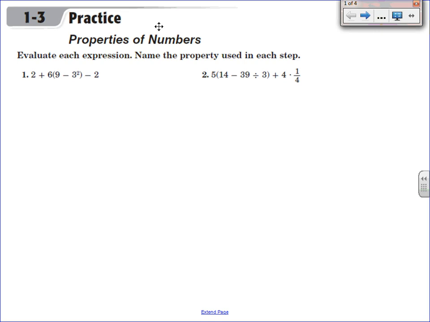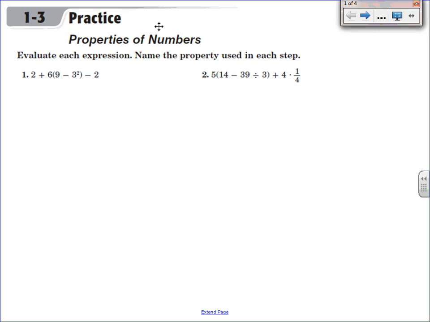This is the 1-3 Properties of Numbers practice. It would be handy to have your vocabulary page from section 1-3 because it identifies and explains all of the properties of numbers that it will ask you to use. In the first part, it asks us to evaluate each expression and name the property used in each step. If you have your vocabulary worksheet from section 1-3 handy, you'll have all of the properties of numbers at your fingertips.